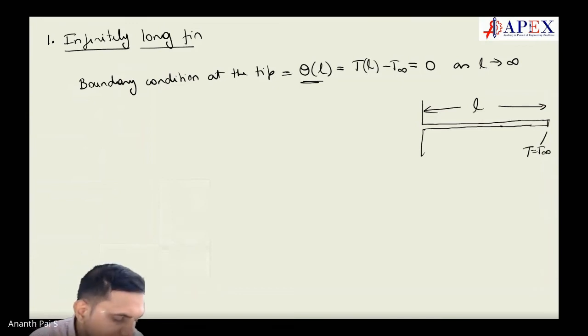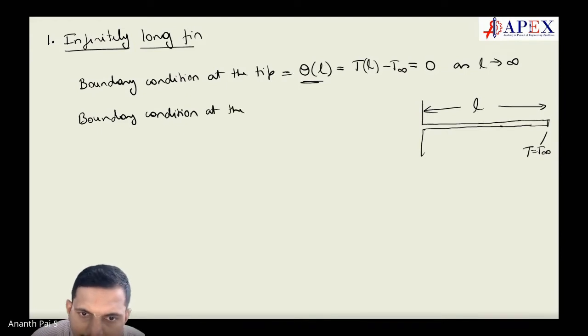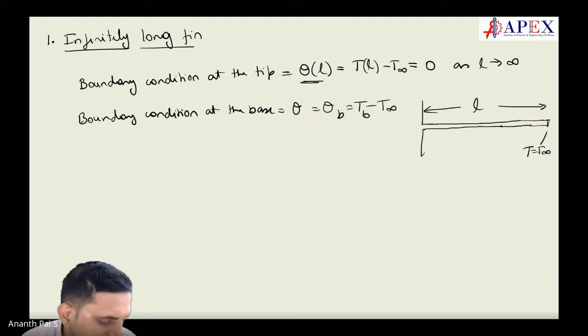Correct. And the boundary condition at the base would be theta is equal to theta b, which we can calculate as T base minus T infinity. So what is the solution?